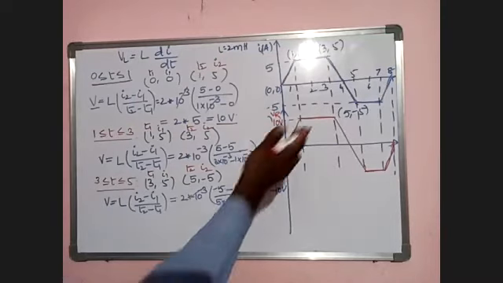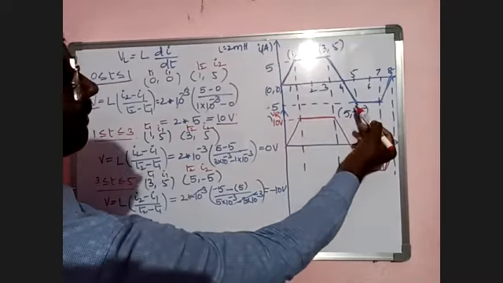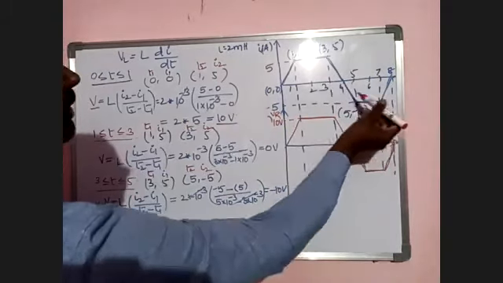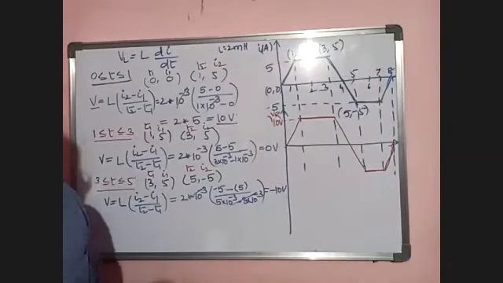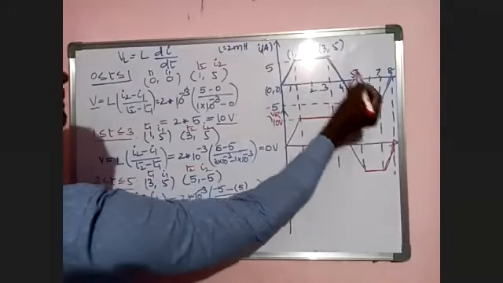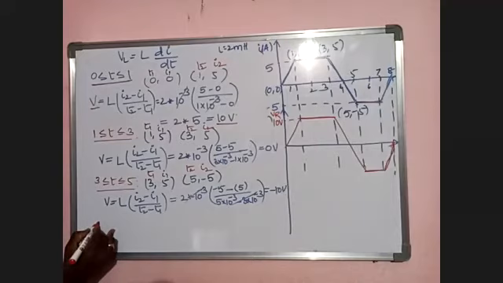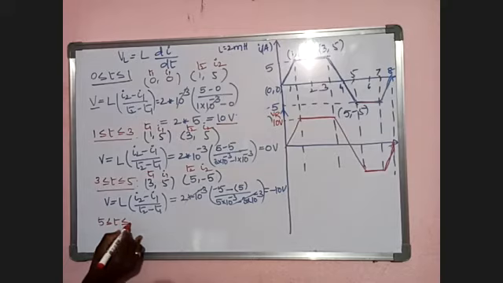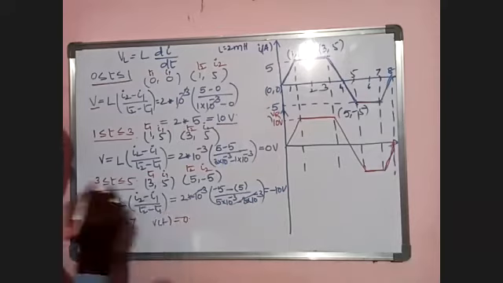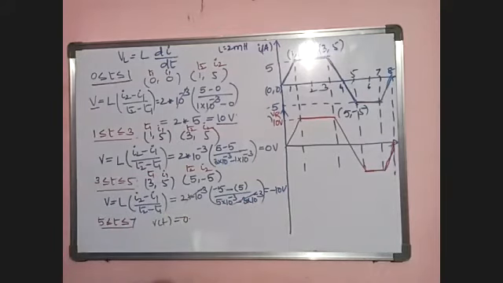Now, in a similar way, from 5 to 7, it has constant slope. If you differentiate it, you can also get 0. In the similar way, for 5 less than or equal to t less than or equal to 7, you will get V of t equal to 0 volts.